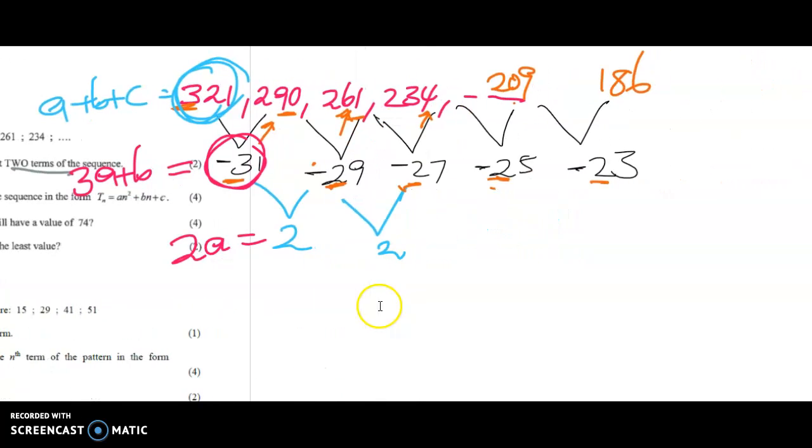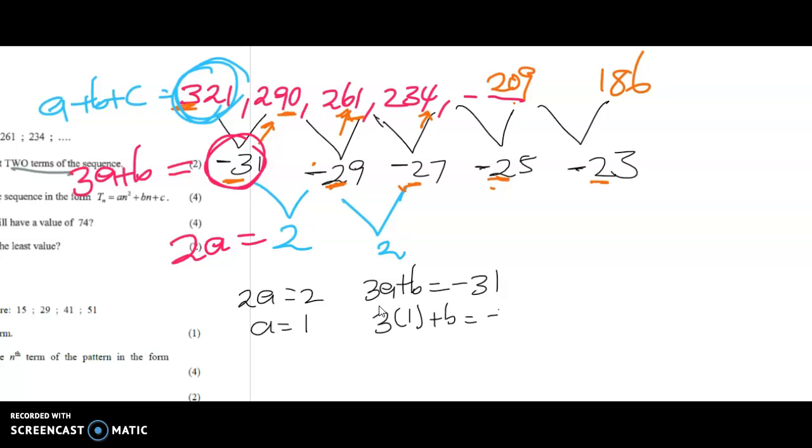I'll just write it down here. So 2a equals 2, therefore a equals 1. So 3a plus b equals minus 31. So 3 times 1 plus b equals negative 31. So b is equal to negative 31 minus 3, which is negative 34.